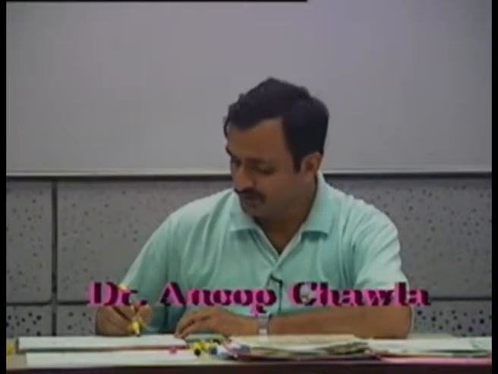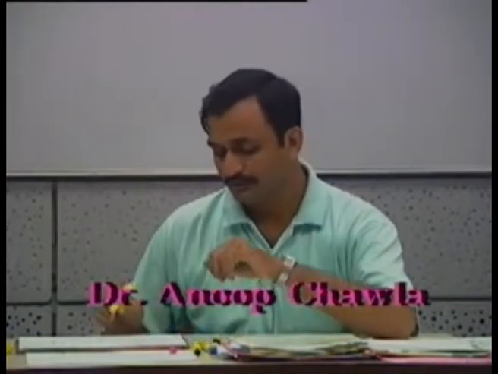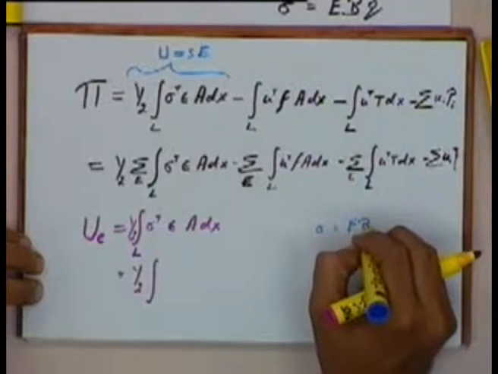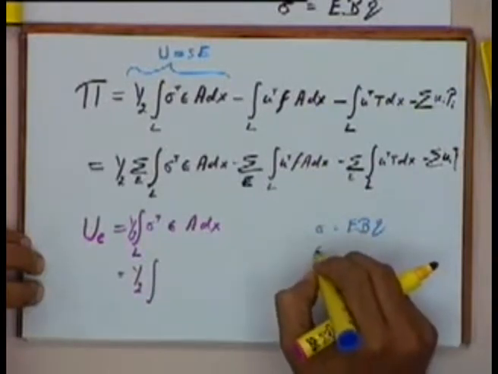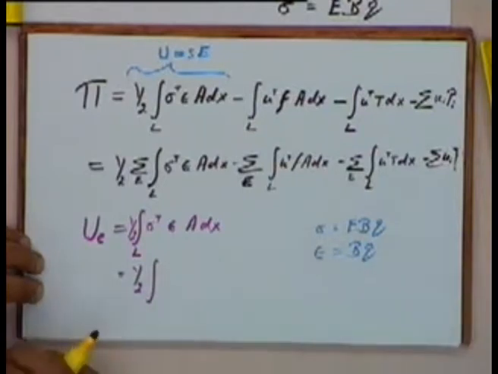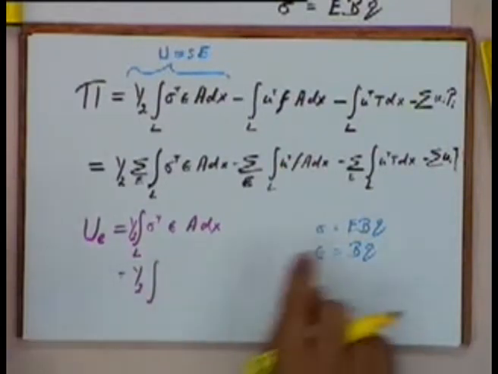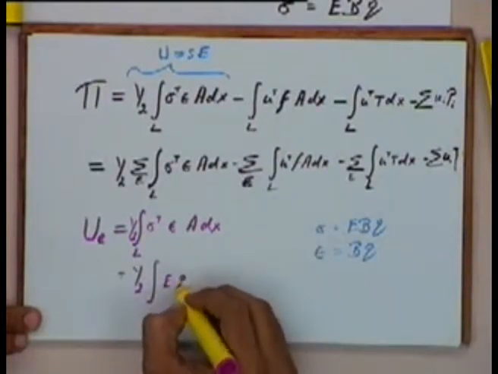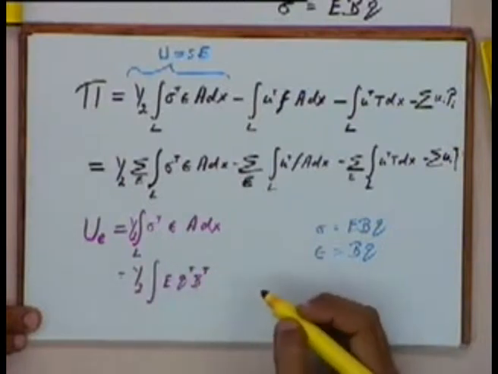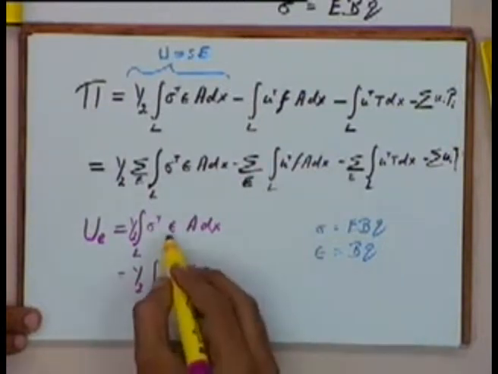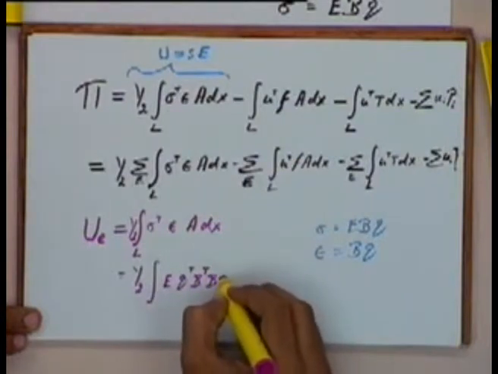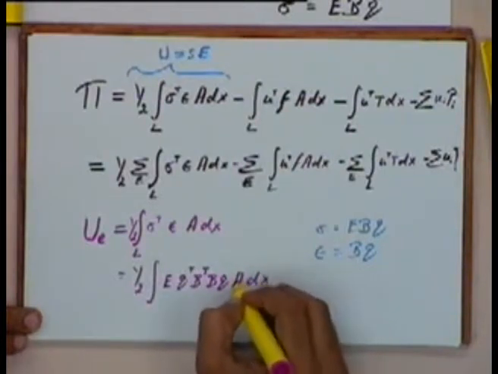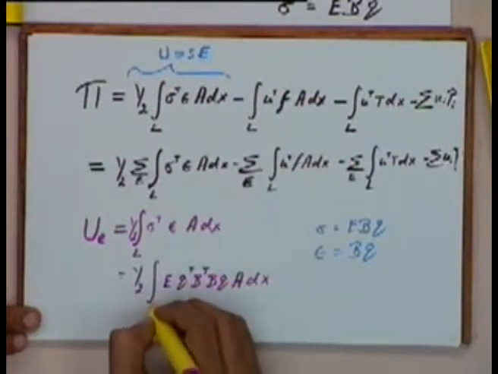This will be equal to half of the integral of, we know that sigma is equal to E B Q and epsilon is equal to B Q. So sigma transpose would be nothing but, now E is a constant, so E multiplied by Q transpose B transpose. Epsilon is nothing but B Q, so B Q, into A dx, and this integral is over the length.